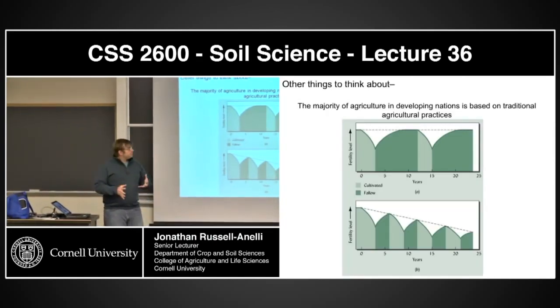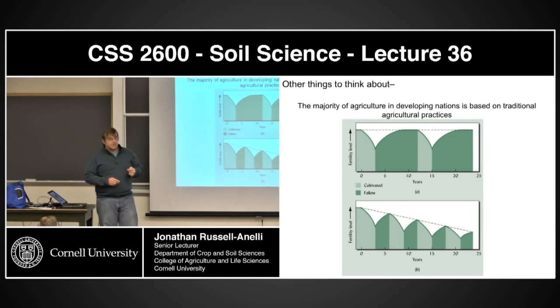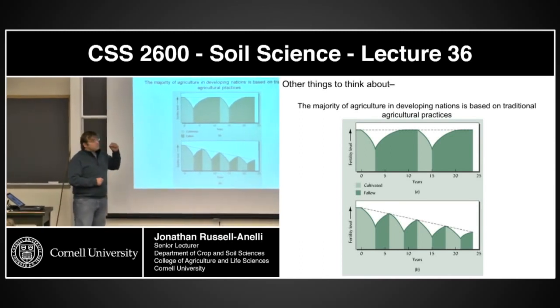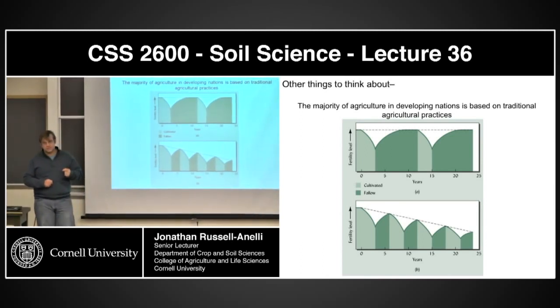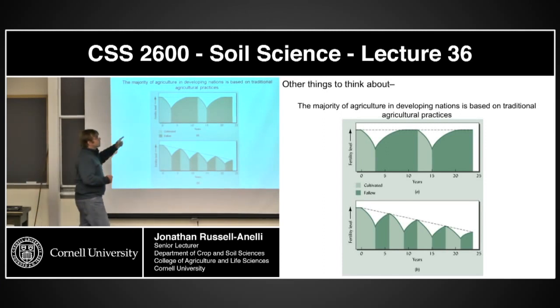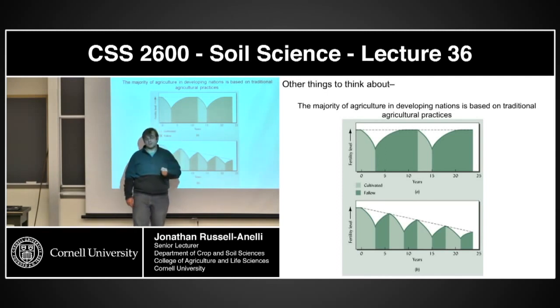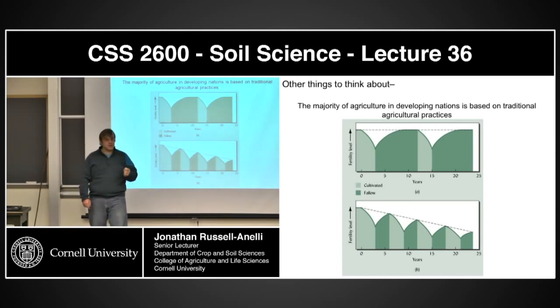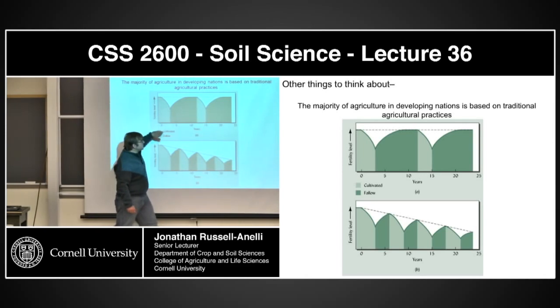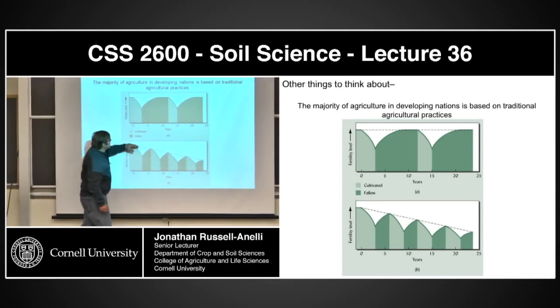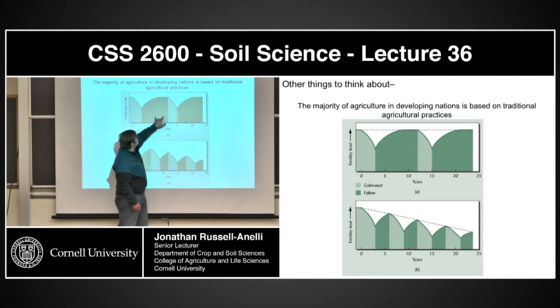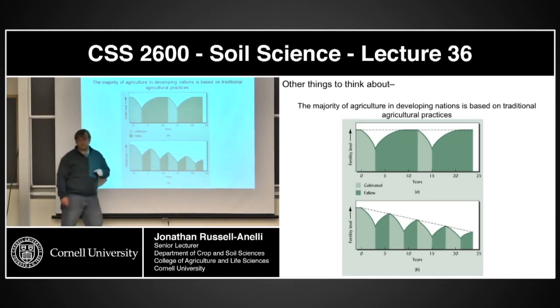Other things to think about. The majority of agricultural development in developing nations is based on traditional agricultural practices, and these traditional practices were very, very successful. The problem with them is that we're starting to see things like this. Look at this: this is the fertility level of the soil, and this is the years of cultivation. These light green years are cultivated years. These dark green years are the years where it's fallow.